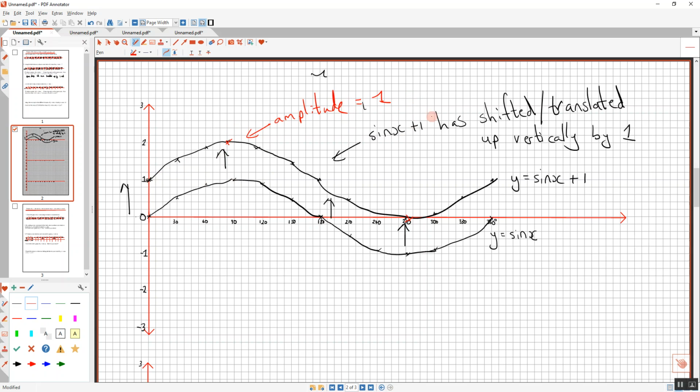Okay, what about the period? What is the period of sin x plus 1? 360 degrees, okay? The period is 360 because it starts repeating after 360 degrees.